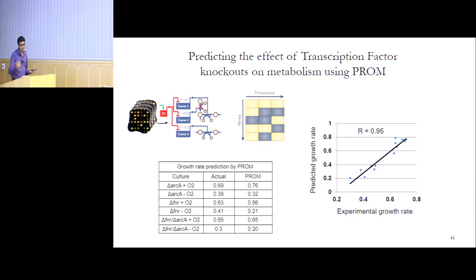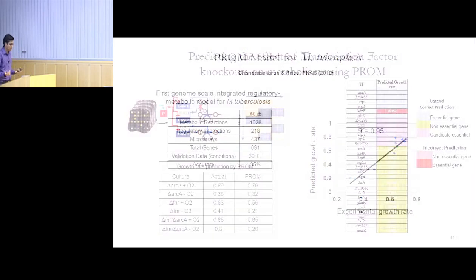So PROM can be a great tool for engineering the cell. For example, if you're a metabolic engineer and you want to overproduce ethanol, or you want to produce a biomolecule of interest, you can now use PROM to identify a set of gene deletions or transcription factor deletions to engineer the cell. And you can also use it for drug discovery.